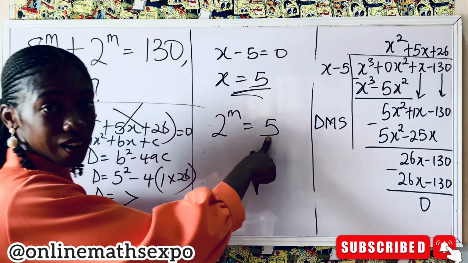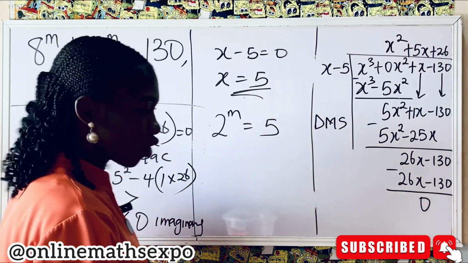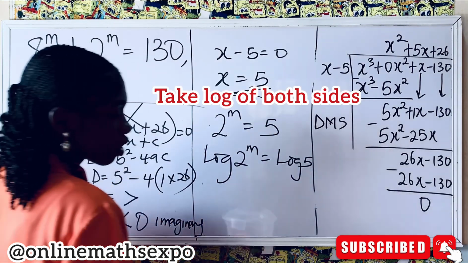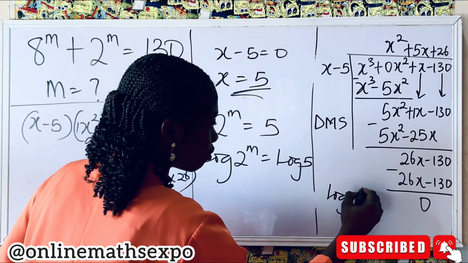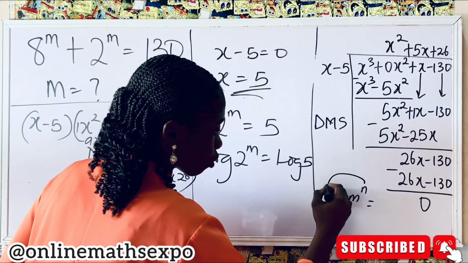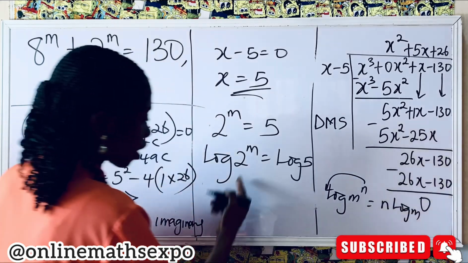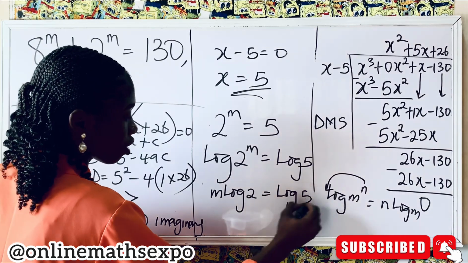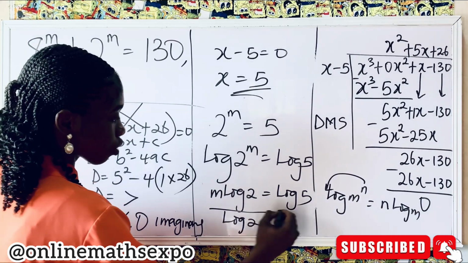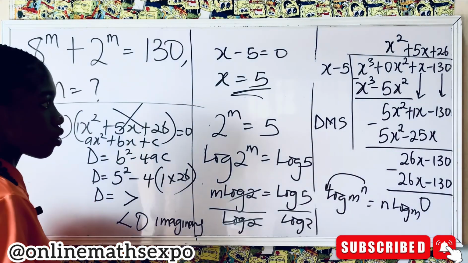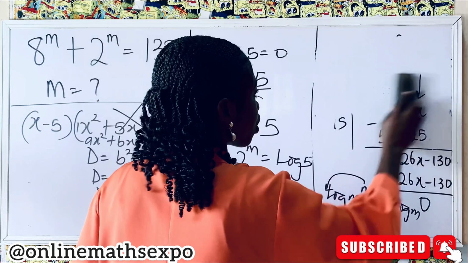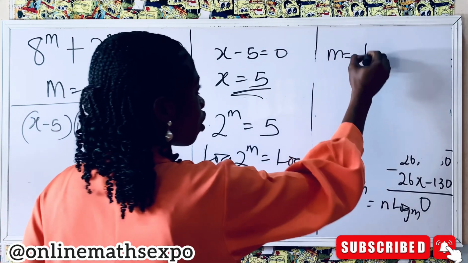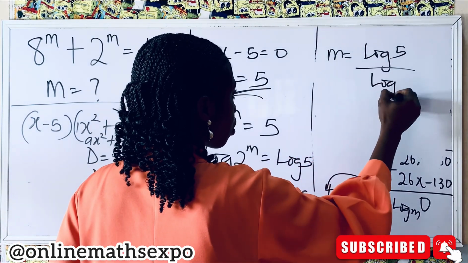You know you cannot express 5 as a product of 2, so you apply your logarithm to have log of 2 to the power of m is log 5. Remember, if you have log m base power n, you use the power to multiply and you have this. Okay, so we're going to have m log 2 is equal to log 5. To get m, you divide by log 2. Okay, and if you do that, you are going to now have, in conclusion, m is equal to log 5 over log 2.